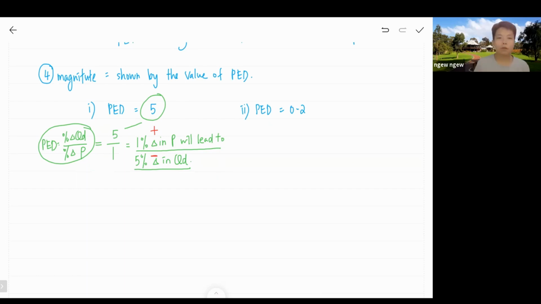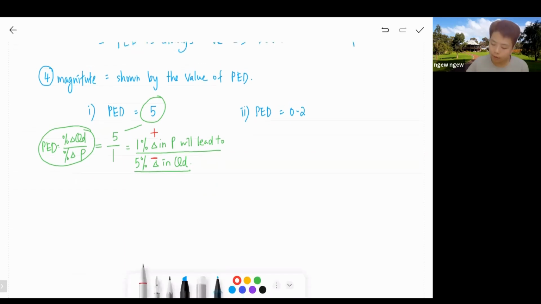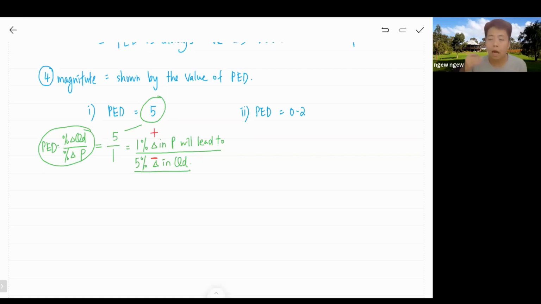Okay, so now moving on. Then we need to ask ourselves, if price changed by 1% and quantity demanded changed by 5%, are consumers responsive or not responsive to changes in price? So I can draw a conclusion here: consumers are responsive to changes in price. This is the conclusion that I can draw here.